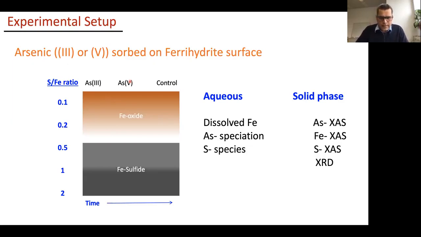My cursor still seems to be not working, but I guess we'll work like that. So we have three sets of experiments, identical. The only difference is that in one case ferrihydrite has arsenic 3 sorbed on the surface, and in another case arsenic 5 sorbed on the surface. We followed all the aqueous parameters, the more general ones, and also solid phase parameters, looking at iron, arsenic, and sulfur speciation. Some of them I'll include today in this story. So this is a simplistic experimental setup in the lab.